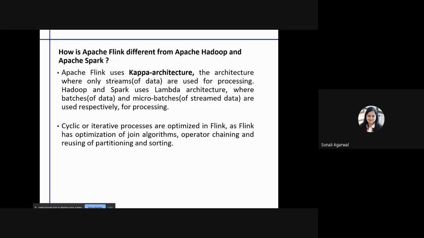So basically, Apache Flink is stronger because of its Kappa architecture, and it is a truly streaming platform where we can process one element at a time without the need of any micro-batch or partial batch processing environment. Then the second important thing is that iterative processes are better optimized in Flink. Many times we want to repeat the same process again and again for better results. All kinds of optimizations like this can be efficiently handled by Apache Flink.